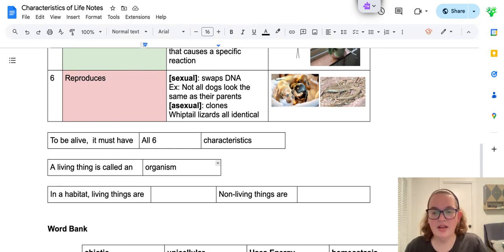In a habitat, living things are called biotic. And those also encompass things that were once alive as well, whereas non-living things are called abiotic. You'll notice that prefix a in this case means not.